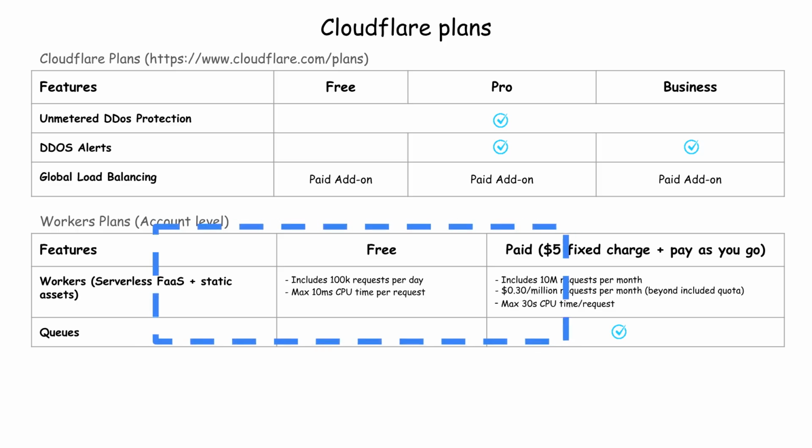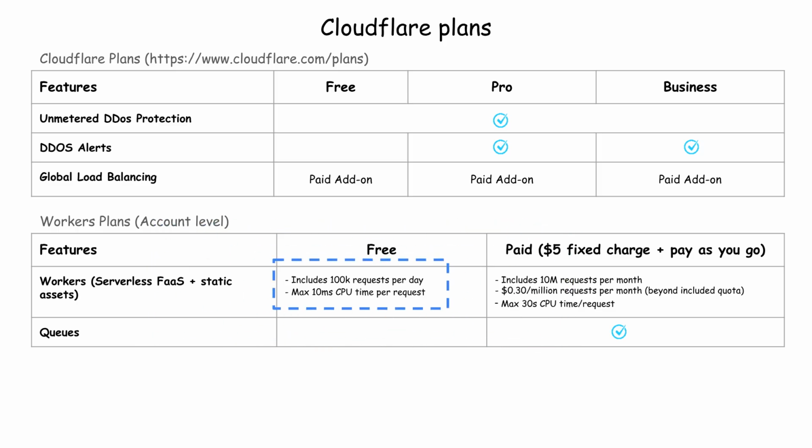For example, the free Workers plan includes 100,000 requests per day, with a maximum of 10 milliseconds of CPU time each. The paid plan significantly increases these quotas, offering 10 million requests per month and up to 30 seconds of CPU time, and also unlocks access to other services like Queues.